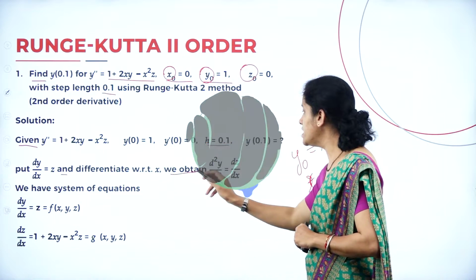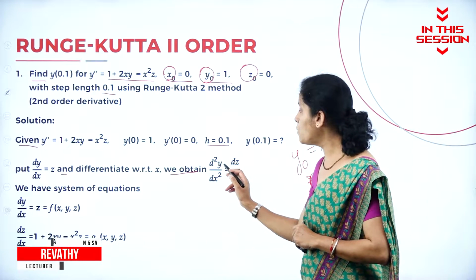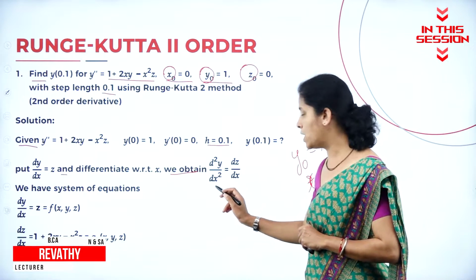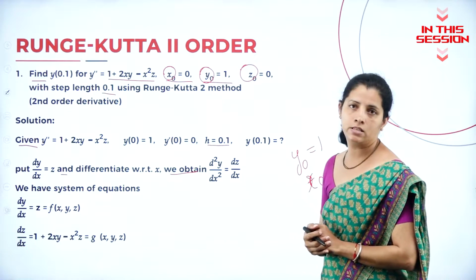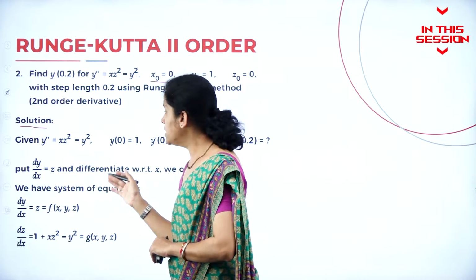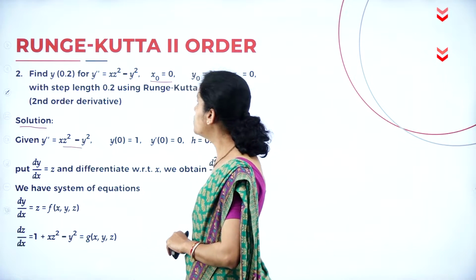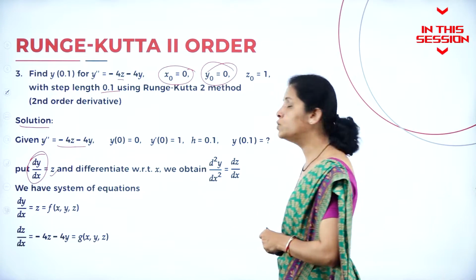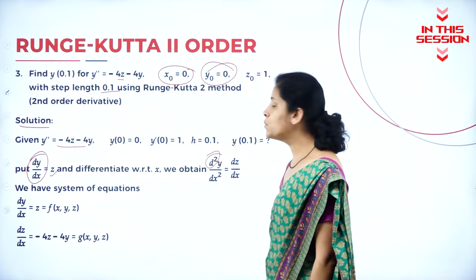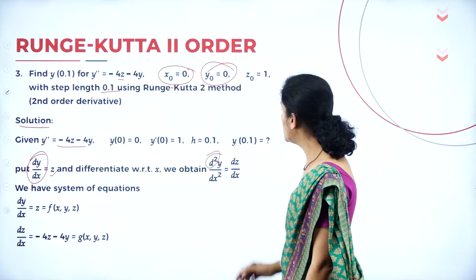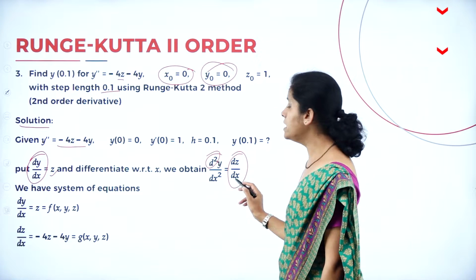When I differentiate, my second derivative is nothing but d square y divided by dx square. That's nothing but dz by dx. Second order derivative is x into z square minus y square. If I want to consider second order derivative, then d square y divided by dx square is nothing but dz divided by dx.